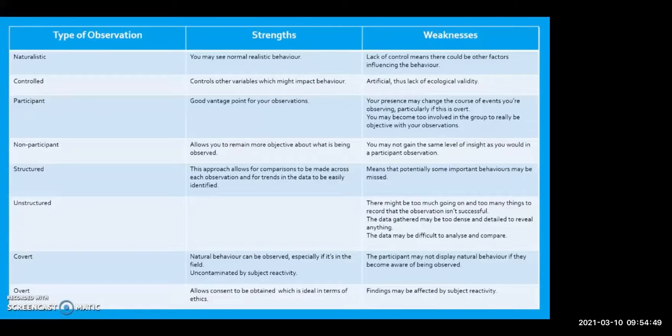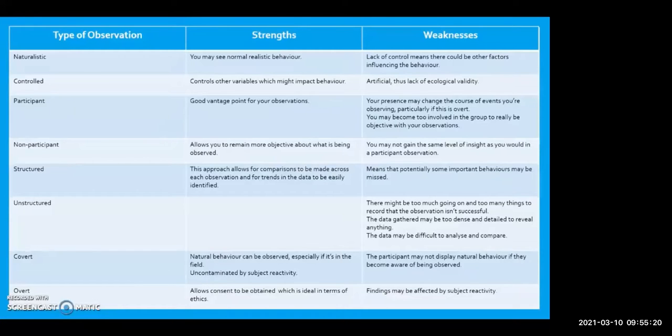The strengths of a participant observation are that the observer has a good vantage point for their observations, and the weaknesses are that the observer's presence may change the course of events they're observing, particularly if it is overt. You may become too involved in the group to really be objective with your observations. Non-participant observation. This allows you to remain more objective about what is being observed, but you may not gain the same level of insight as you would in a participant observation.